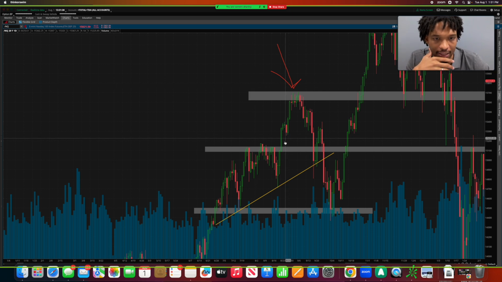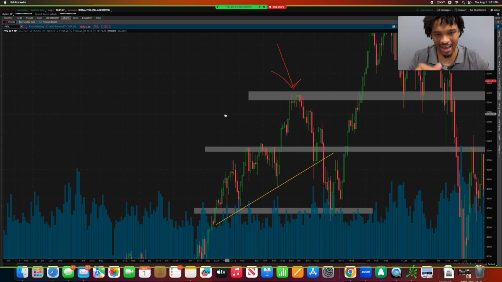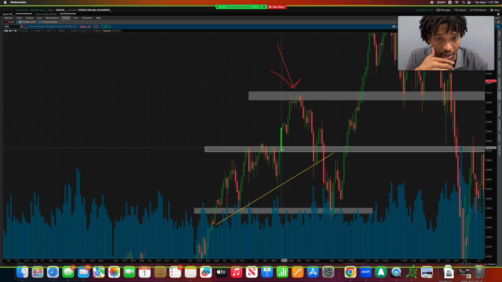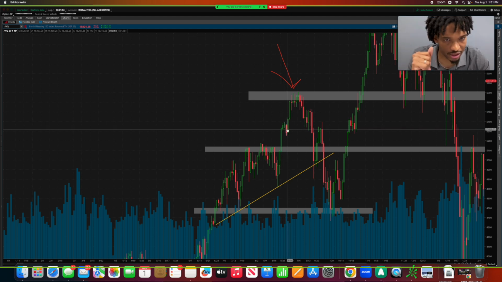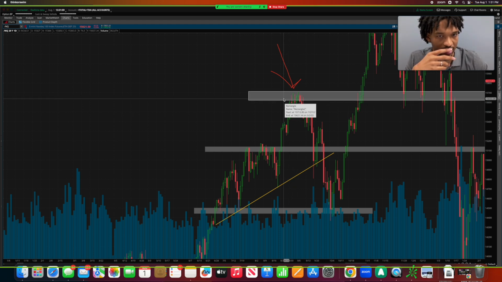Now, understand this. When we broke out of this resistance level, look at the aggressiveness. Look at how aggressive, and these aren't impulsive. This is a solid breakout. Look at these bullish candles. Solid bullish candle, consolidation, solid bullish candle, solid bullish candle. And then we get here, right?